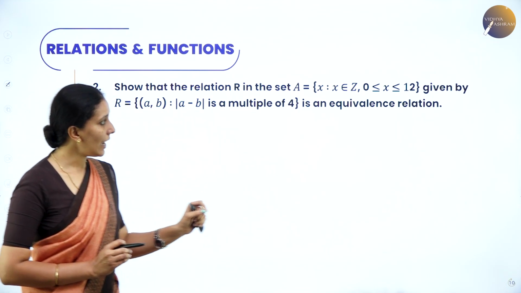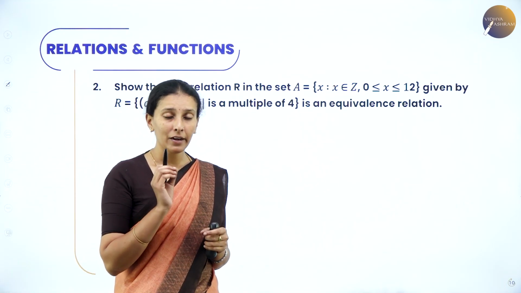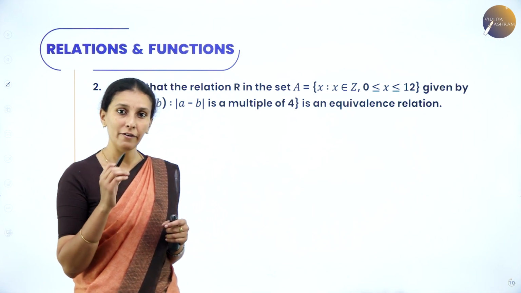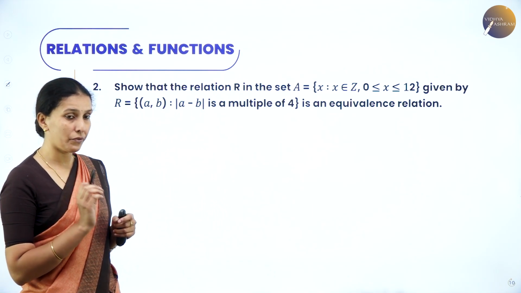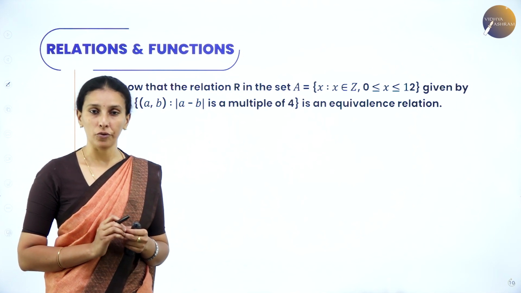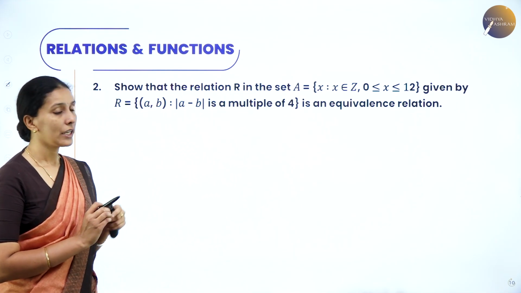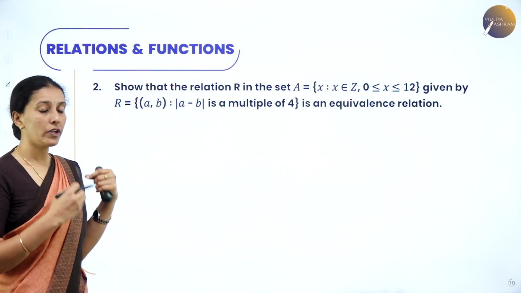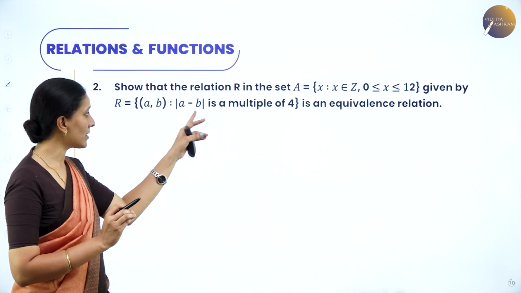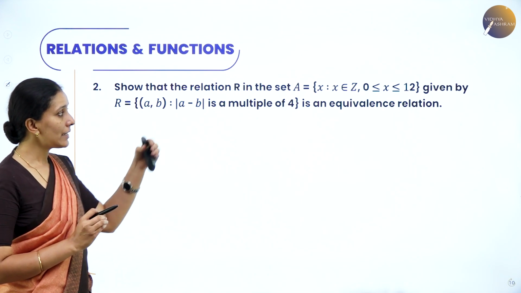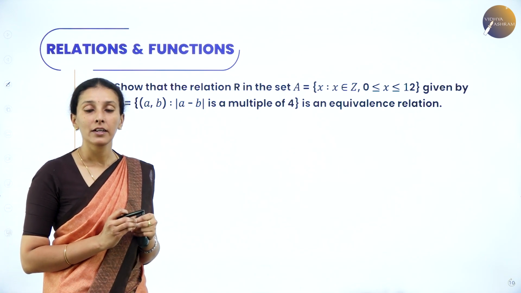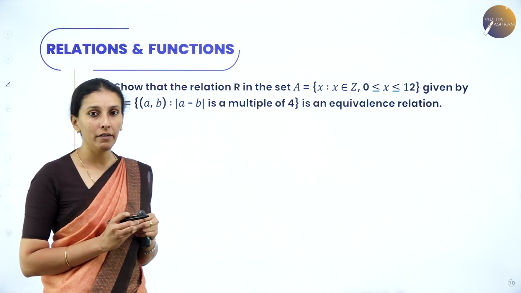If we take the element 1, then we can pair (1, 5) as well as (5, 1) because the difference is 4 and 4 is a multiple of 4. So we have to pair in such a way that it satisfies the given condition. Now since we are pairing the elements which satisfy the given condition, let us see whether it is a reflexive, symmetric as well as transitive relation.